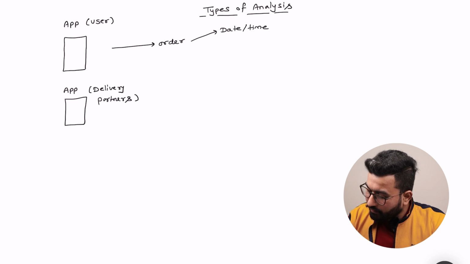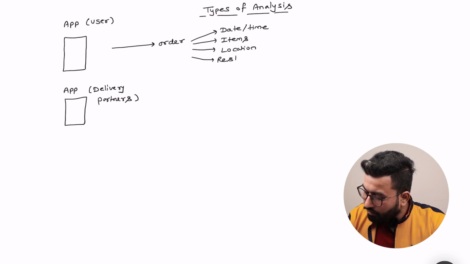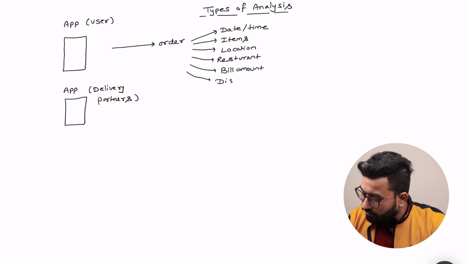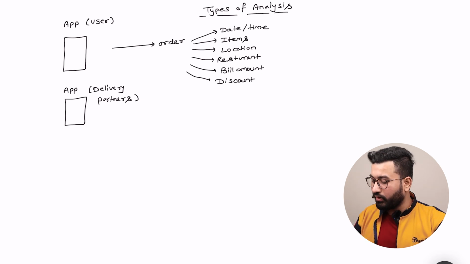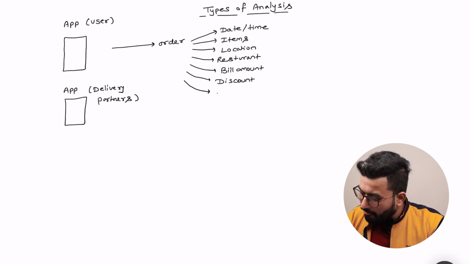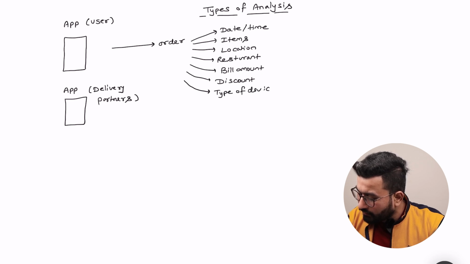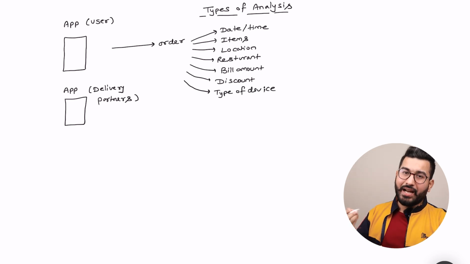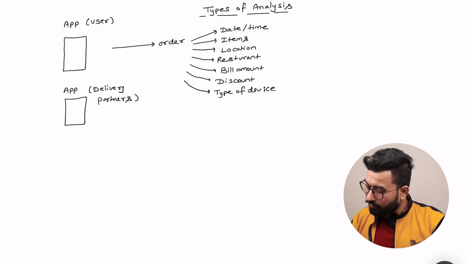Now, once an order is placed by the user, what kind of data will this generate? Date and time, items, location, restaurant, bill amount, maybe discount, right? Maybe the type of device, whether it is Android, iOS, or a web application.